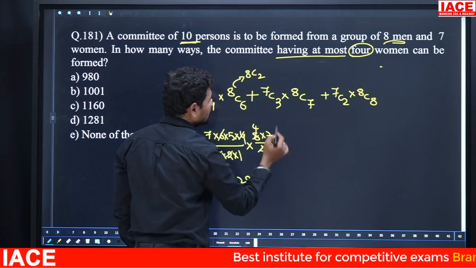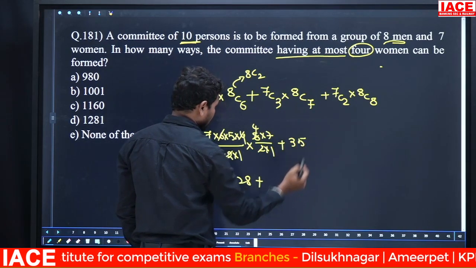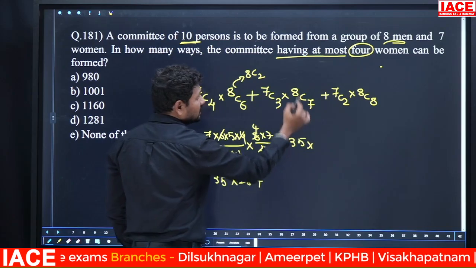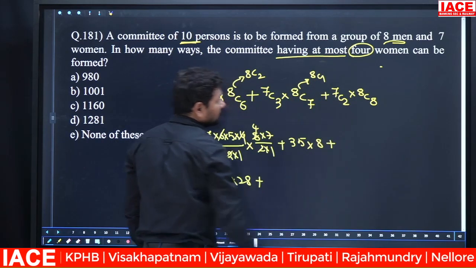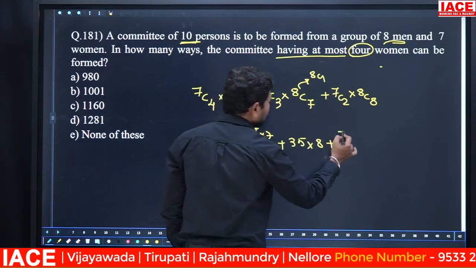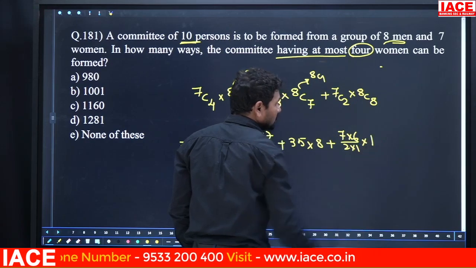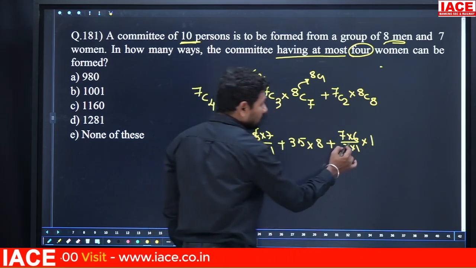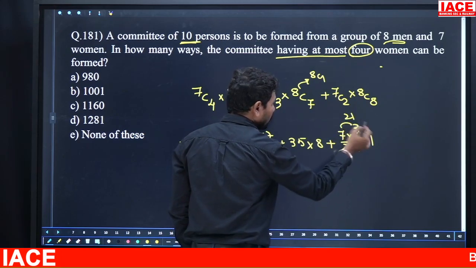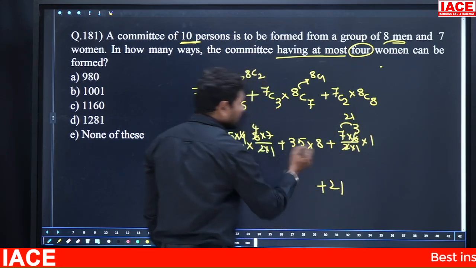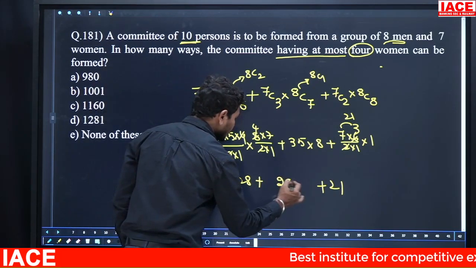Plus next 7C3, 7C4, both are equal. The value is 35 into 8C7, which is equal to 8C1. 8C1 value is 8, plus 7C2. Out of 7 letters you need 2 letters: 7 into 6 by 2 into 1, plus 8C2. 8C8 value is 1. Then 7 threes are 21, 21 into 1 value is 21. 35 into 8 means 7 fours, it is 280.